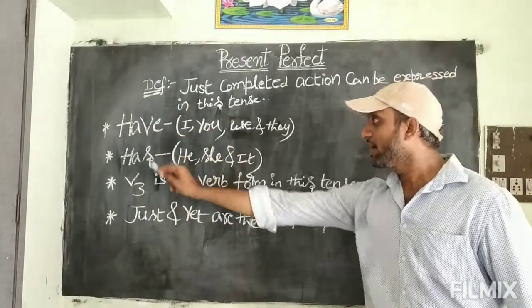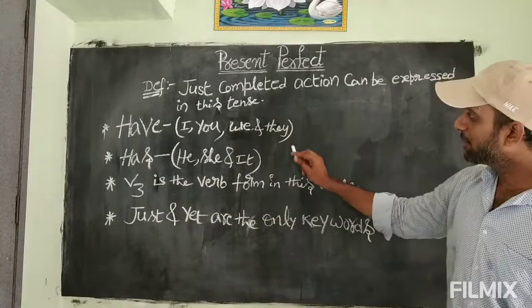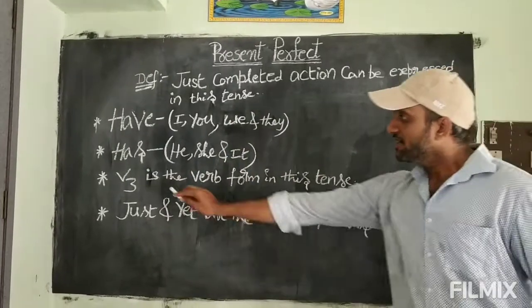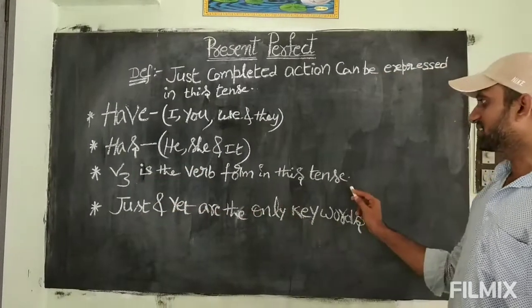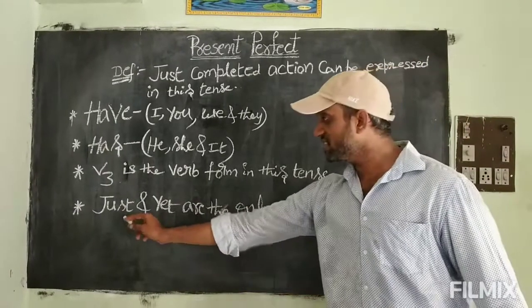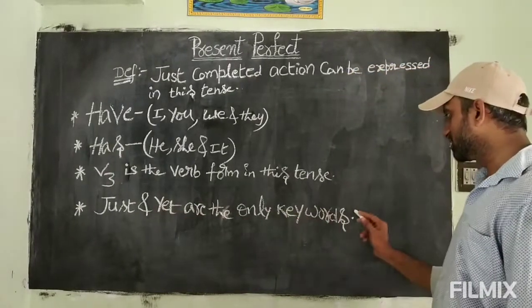Have and has are the only helping verbs in this tense. V3 is the verb form in this tense. Just and yet are the only keywords.